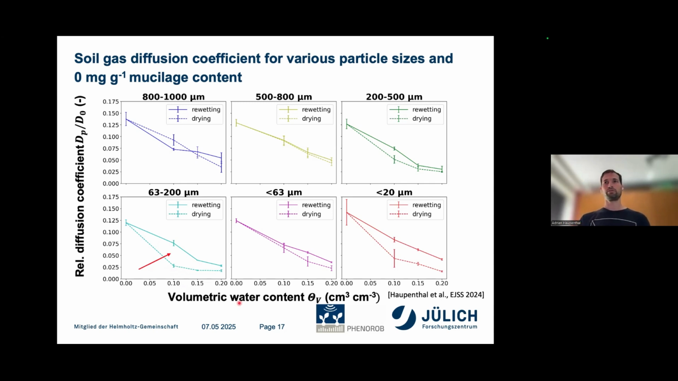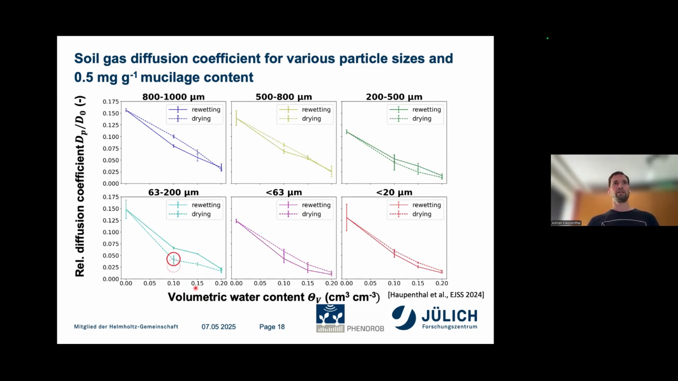And I want to draw your attention now to this value. So for the 10% volumetric water content during the drying phase here for the fine-sized sandy soil particles, I will now add the mucilage. So we will go step by step, increase the mucilage content, and we will start with 0.5 milligram of mucilage per gram of soil. And here we can see that the hysteresis effect starts to diminish.